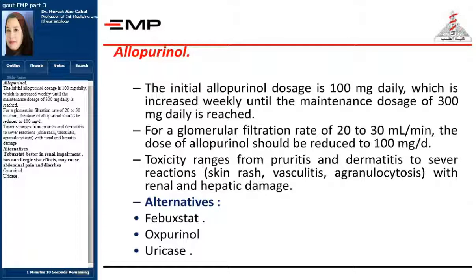Alternatives to allopurinol include febuxostat, which is better in renal impairment. It has no allergic side effects but may cause abdominal pain and diarrhea. The best effective dose of febuxostat is 80 mg per day.